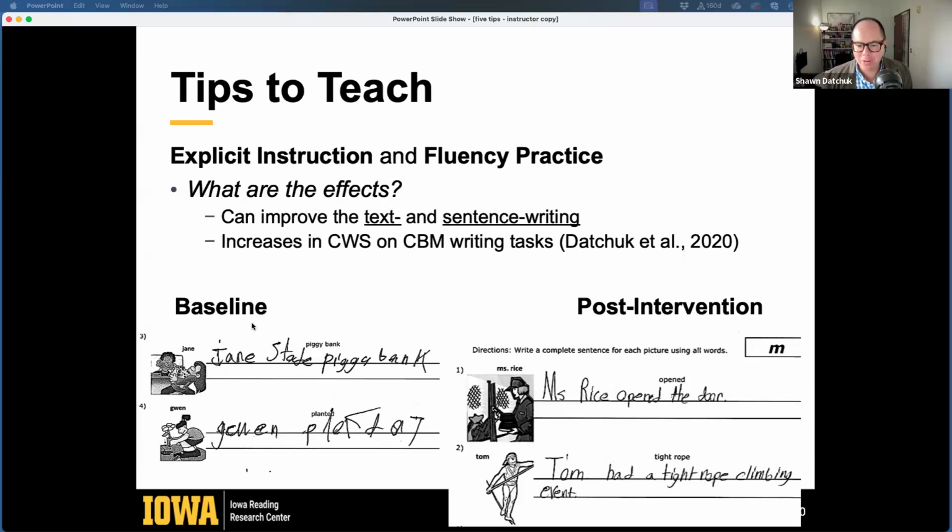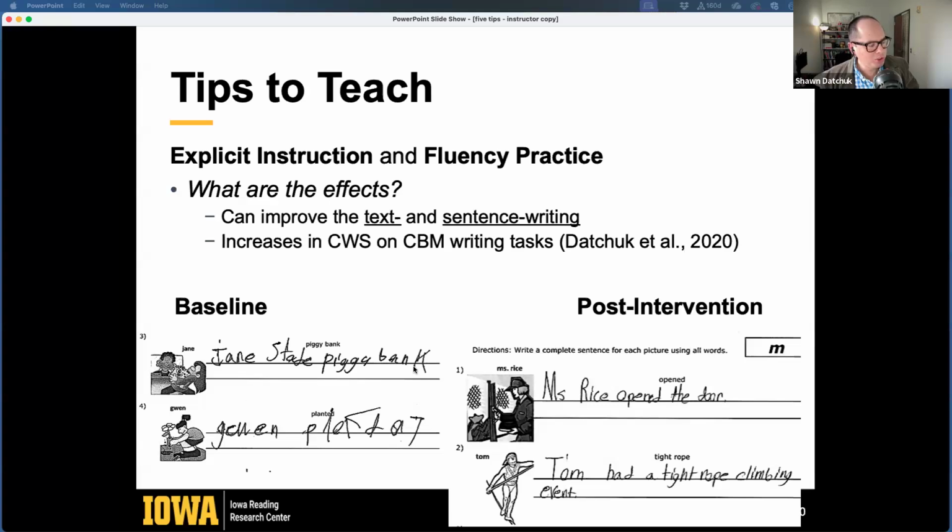So here would be kind of the before and after photo of an intervention. So here's at baseline. This is from the same student. They were given these picture word prompts, and the student took a look here and wrote, I think that word is stole. So Jane stole piggy bank. Gwen planted. So if you notice here, they're kind of largely copying the words here.